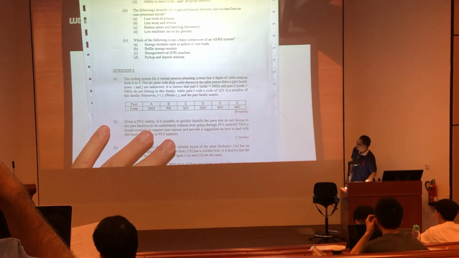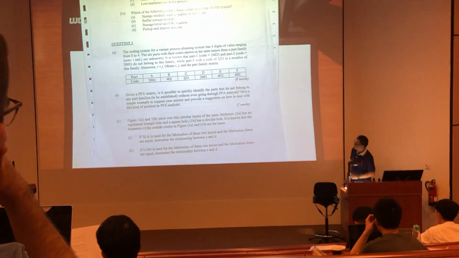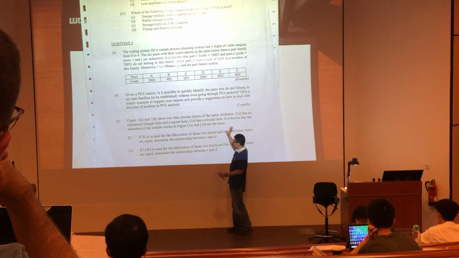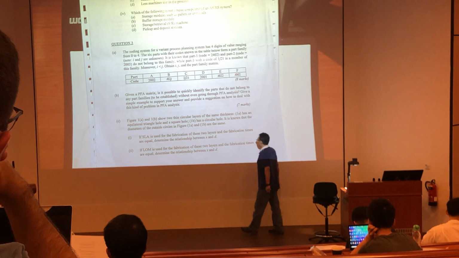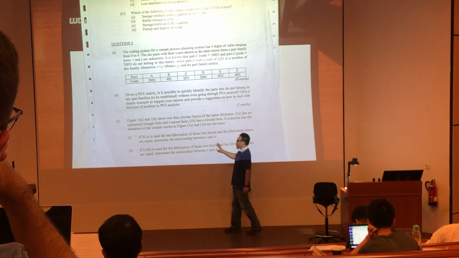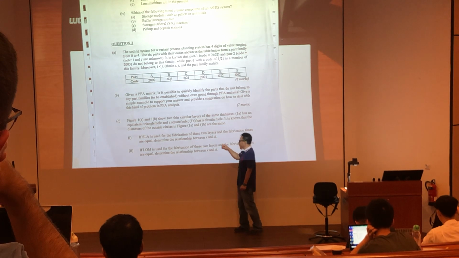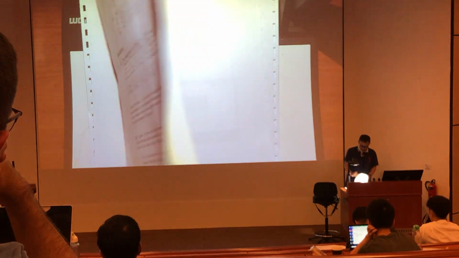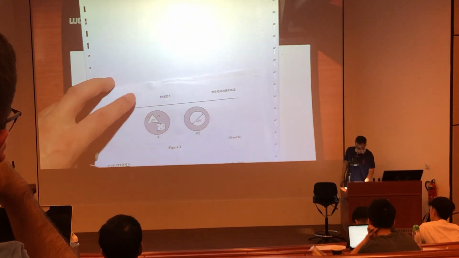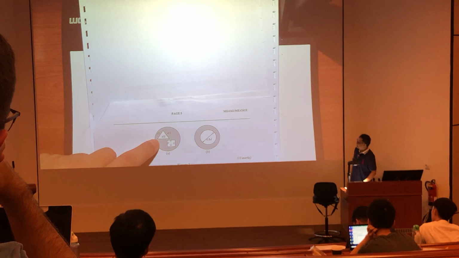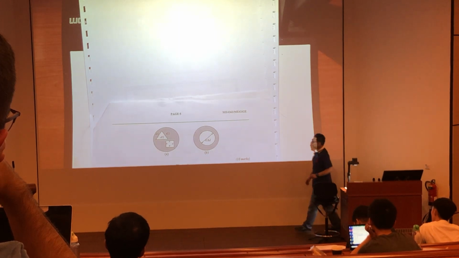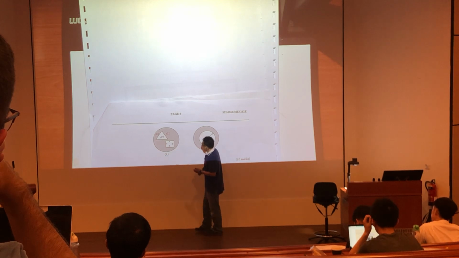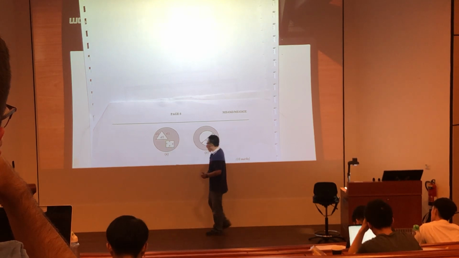The first one is, if SLA is used for the fabrication of these two layers, and the fabrication times are equal, determine the relationship between X and D. X is the side length of this triangle, and the side of the square. The dimension of the triangle is given.